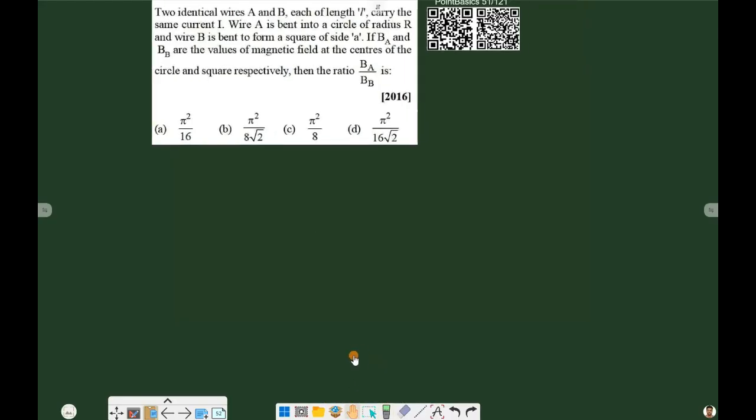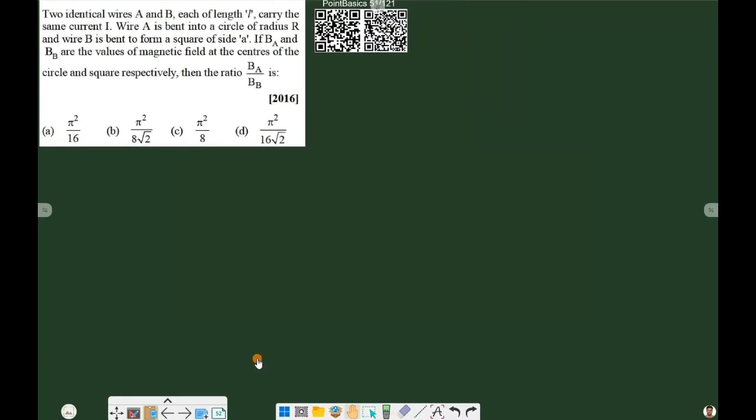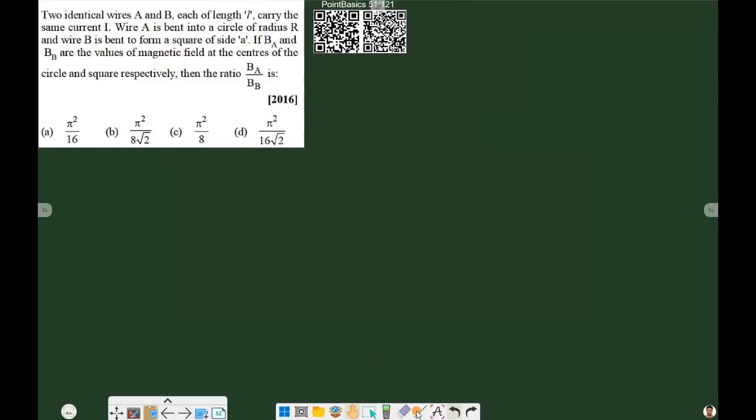So we have to solve for their individual magnetic fields. So let's slide it down slightly and draw a line here. Because we know for the circle we can easily find out. We already have the formula. For the square we have to find out. Now for circle, and here we will solve for square.